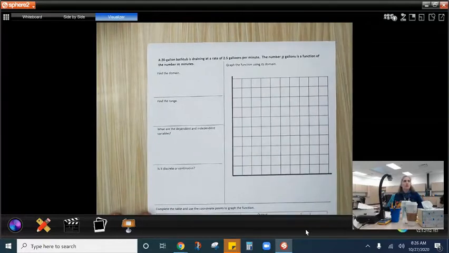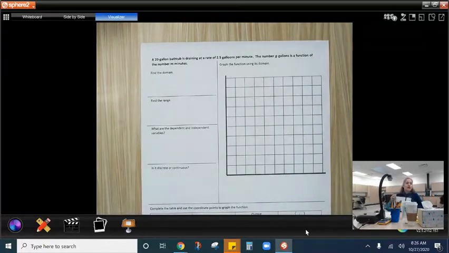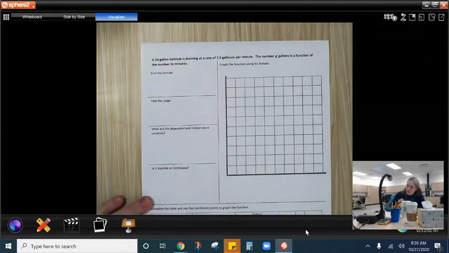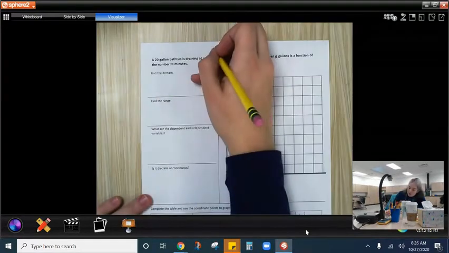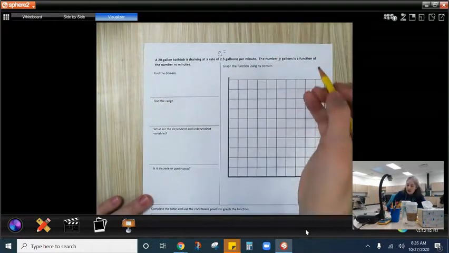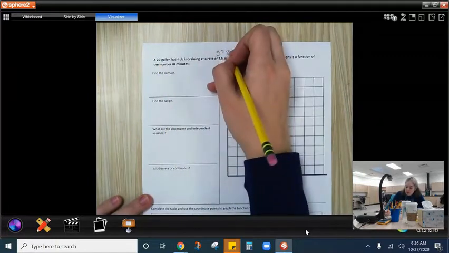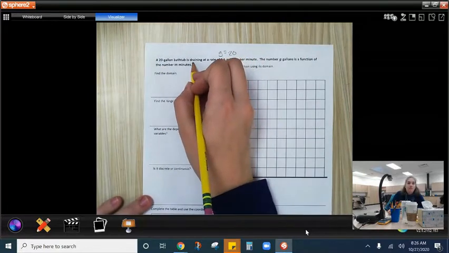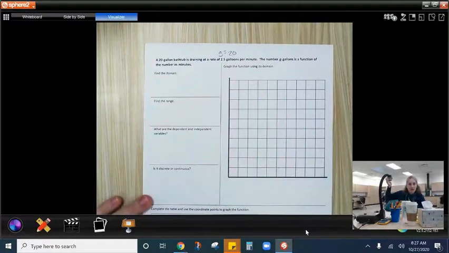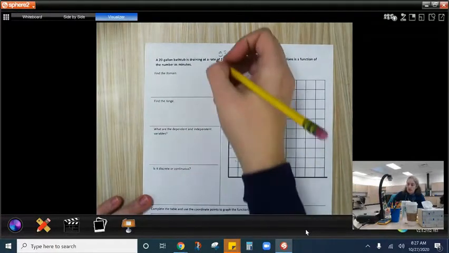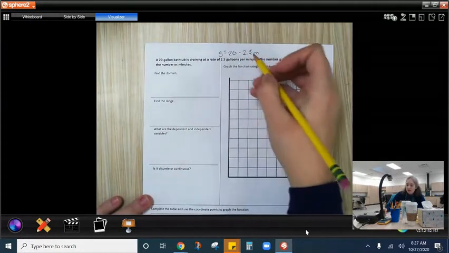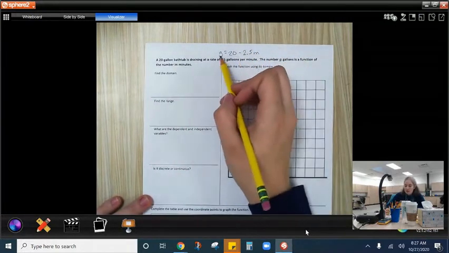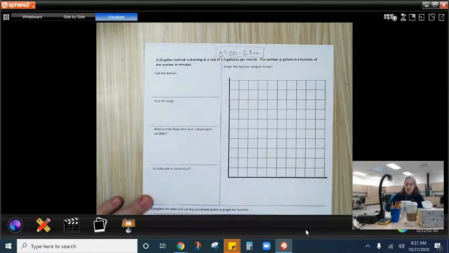Okay, this one is a 20-gallon bathtub draining at a rate of 2.5 gallons per minute. So we want the number of G gallons as a function of M minutes. So we've got G gallons. We know it's a 20-gallon bathtub and it's draining. So are we increasing how much or are we decreasing? We're decreasing by 2.5 gallons per minute. So every minute I've lost that much. So this is the equation you want to use, all right?